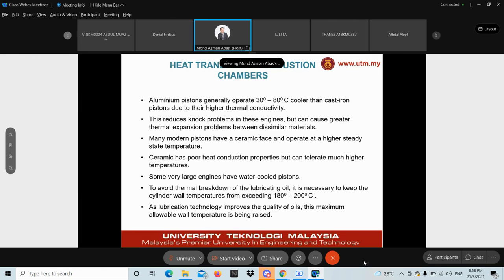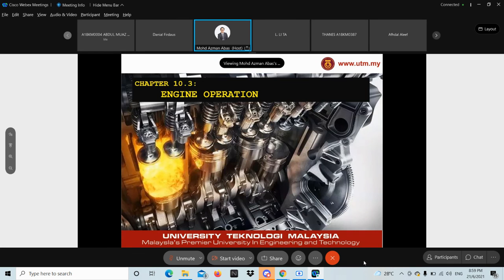To avoid thermal breakdown of the lubricating oil, it is necessary to keep the cylinder wall temperature from exceeding 180 to 200 degrees. As lubrication technology improves the quality of oils, this maximum allowable wall temperature is being raised. Another important thing is that the engine oil also plays a role in cooling down the combustion chamber besides the material itself. So that's pretty much on engine heat transfer.